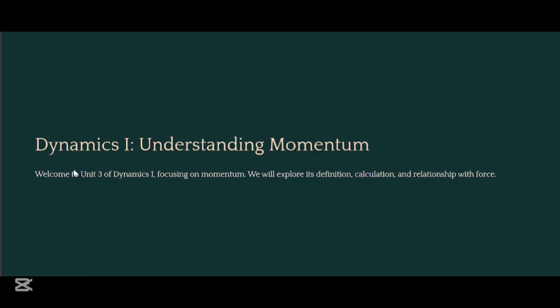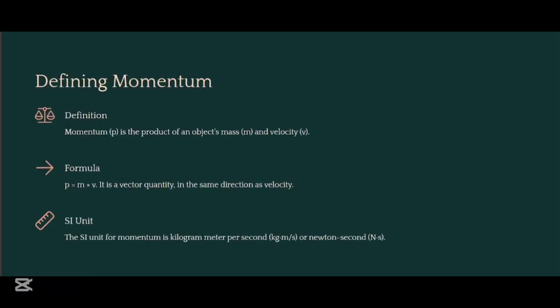Welcome to Unit 3 of Dynamics 1, where we will be focusing on momentum and exploring its definition, calculation, and relationship with force. Momentum is denoted by P. It is the product of an object's mass and velocity. The formula of momentum is mass multiplied by velocity. Momentum is basically a vector quantity. It is in the same direction as velocity. The SI unit for momentum is kilogram meter per second, also known as kg m/s or Newton second.